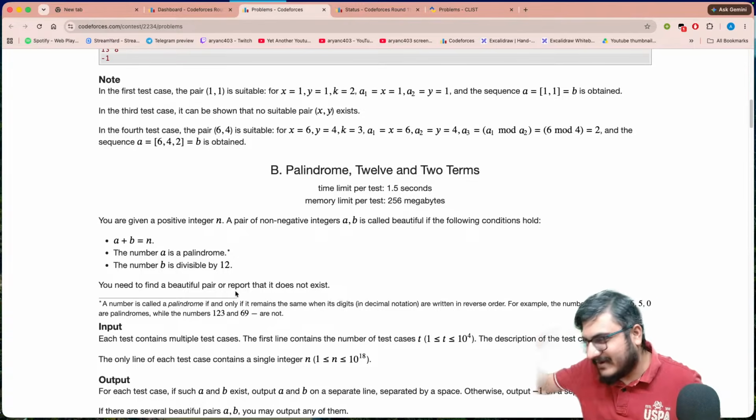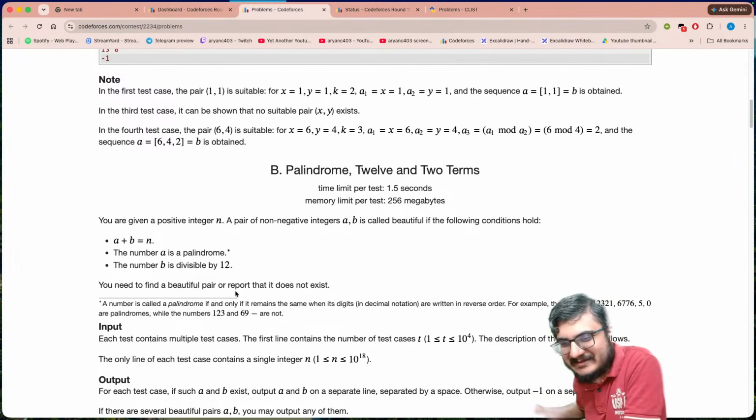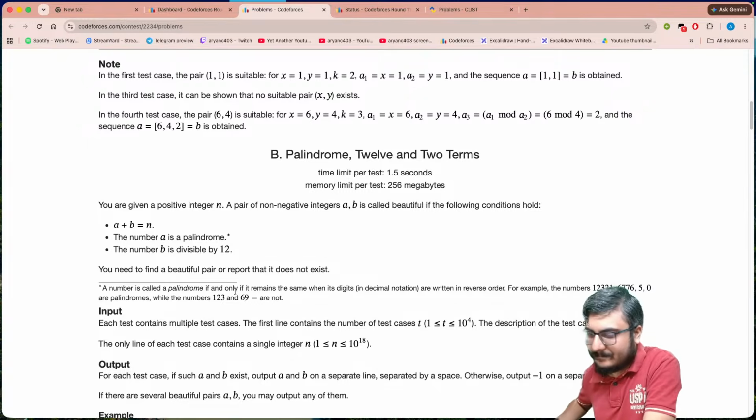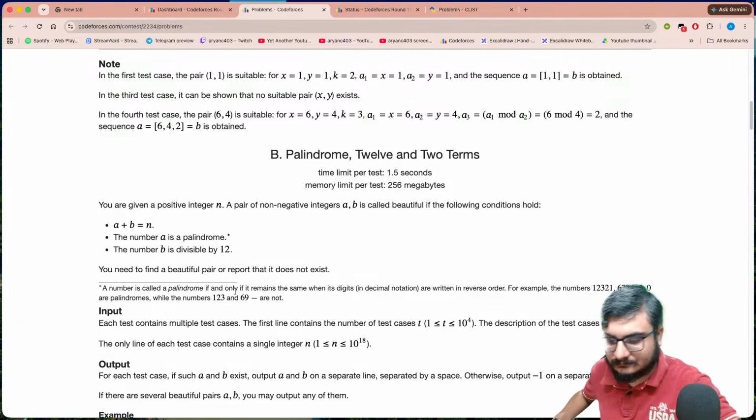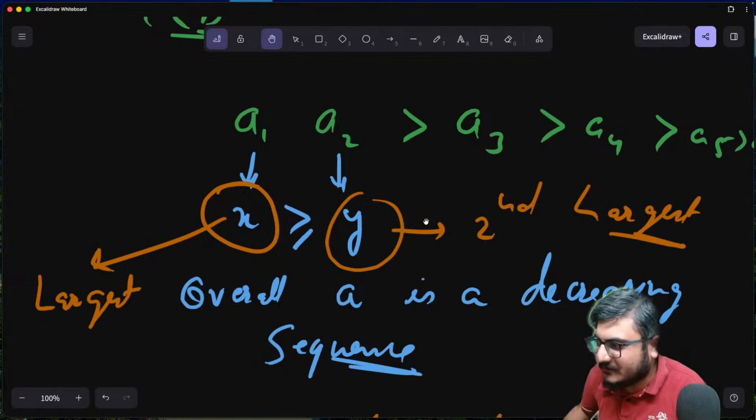So I believe in my first contest as well, I was able to solve only one problem. So that's fine. The problem statement is a bit short.